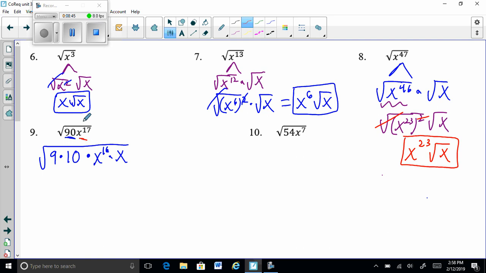Okay, so now when I look at this, I'm going to underline what I'm going to pull out of this radical sign. I like to say I'm pulling it out. I'm basically square rooting it out, because right here, the square root of 9 is going to be 3, and the square root of x to the 16th is going to be half of that, so x to the 8, and then what's left behind is the 10 and the x.